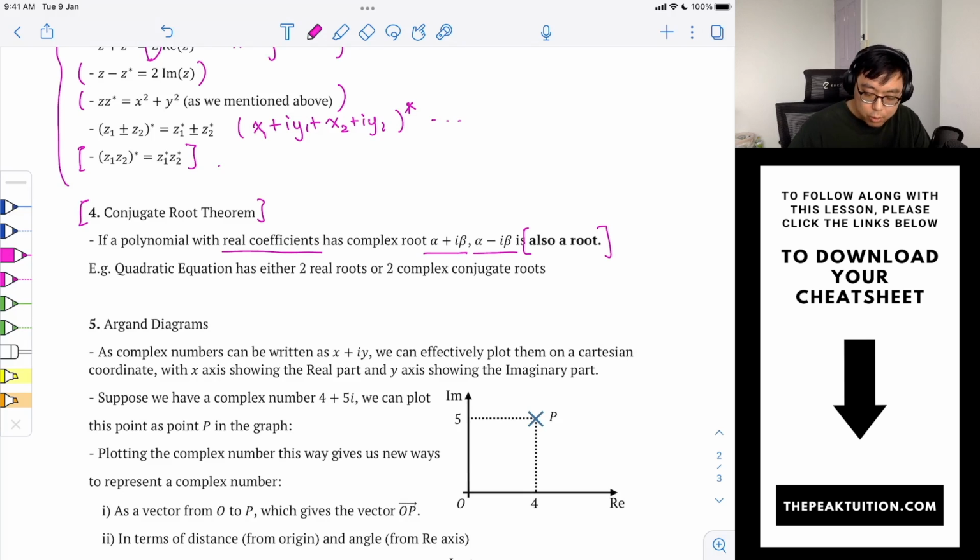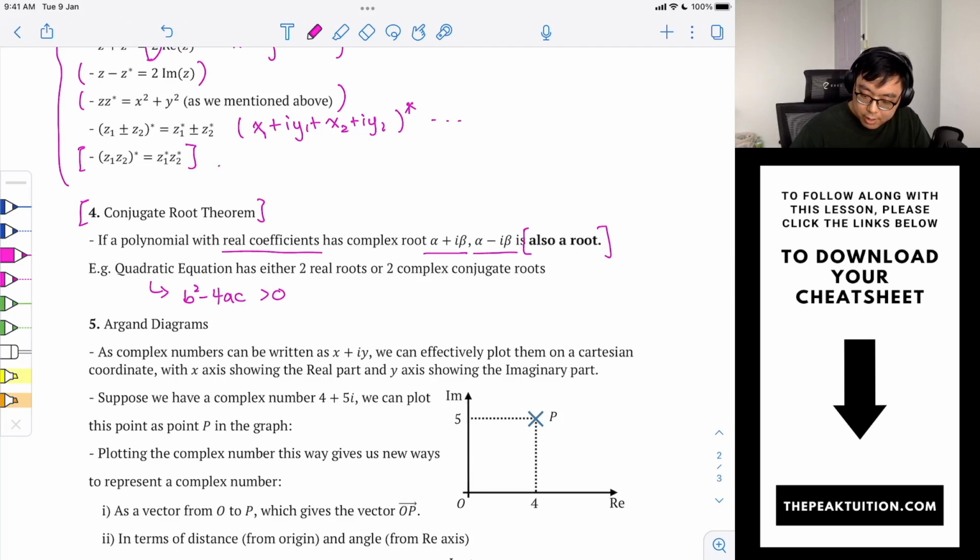Remember, we have a quadratic equation. We always talk about b squared minus 4ac, right? This one must be more than 0 for it to have two real roots. But then you realize that now with the knowledge of complex numbers, we understand that when the discriminant is less than 0, technically we still have two roots, but the two roots will be complex, right?